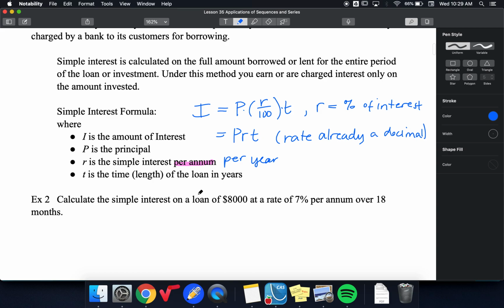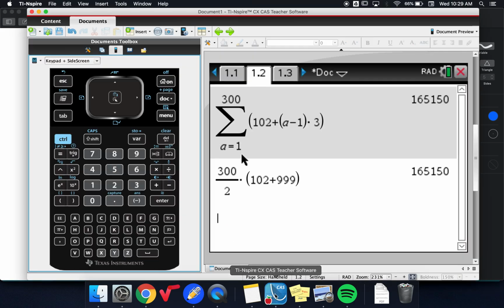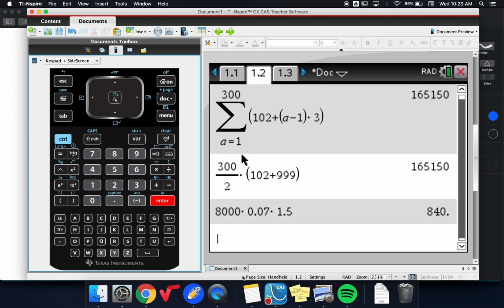Calculate my simple interest on a loan of $8,000. Well, my P is going to be 8,000. My R is 7%, so I could write that as 0.07. My time is 18 months, which is, of course, 1.5 years. So then my interest is going to be 8,000 times 0.07 times 1.5. And my units here are going to be dollars. So let's work that out. We've got 8,000 times 0.07 times 1.5, and we get $840.